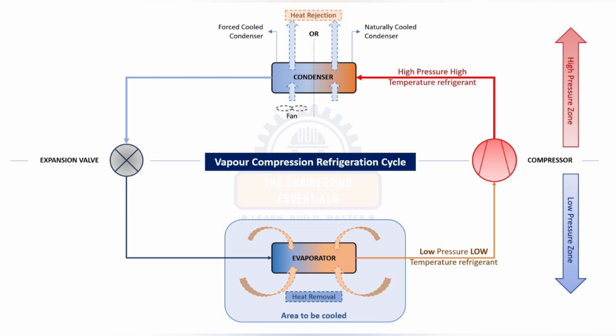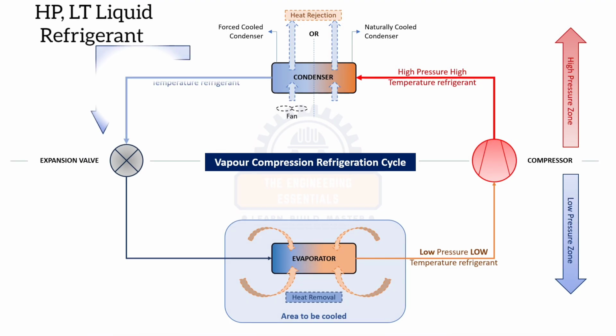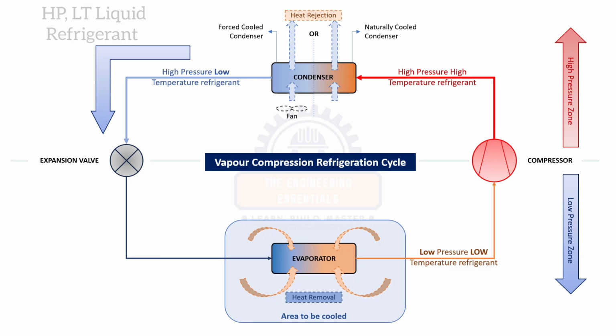In the condenser, 3 sub-processes take place. The first one is de-superheating, the second one is the condensation process where the actual phase change happens, and the third one is subcooling. In the coming part of the video, we'll plot these 3 sub-processes on the pH chart. You will understand better there. As the condenser operates at constant pressure, we get output as a high pressure, low temperature liquid refrigerant. So the liquid refrigerant enters into the expansion valve.